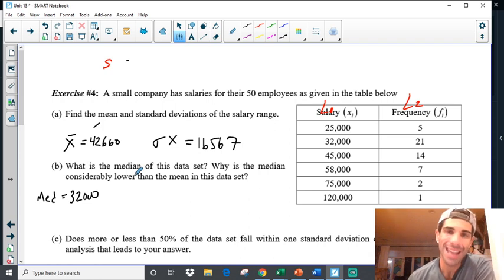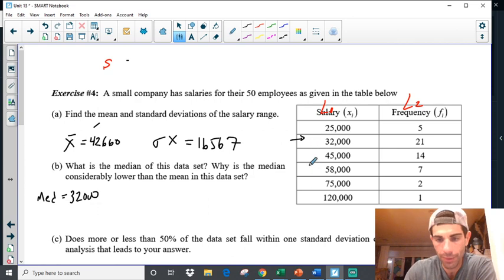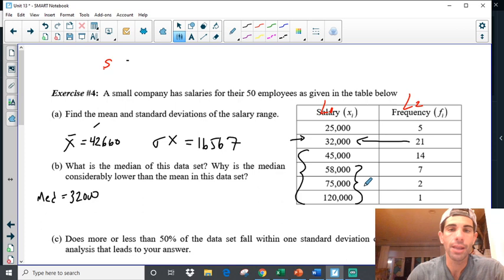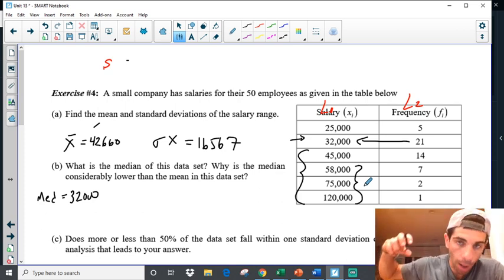So remember, mean is the average. So it's like adding them all up and dividing by how many numbers. The median is just physically the middle. So if you look at it, the median, the middle, is right here, even though there are all these numbers or salaries below it. Well, the reason that the median is going to be considerably lower than the mean is because of all these rich people up here. If most of your employees are in the 32,000 range, and then you have quite a few in the 50s, 70s, and 100s, that's going to pull the mean up.